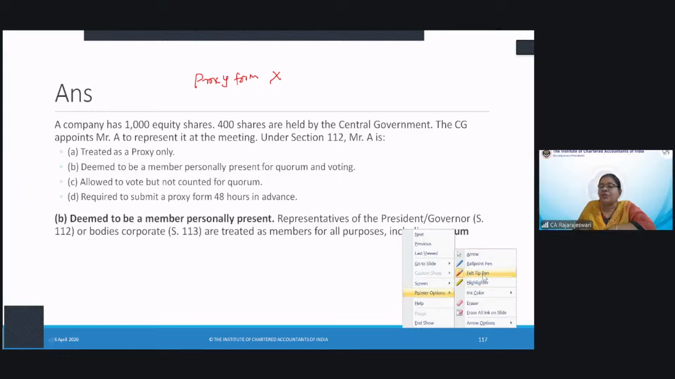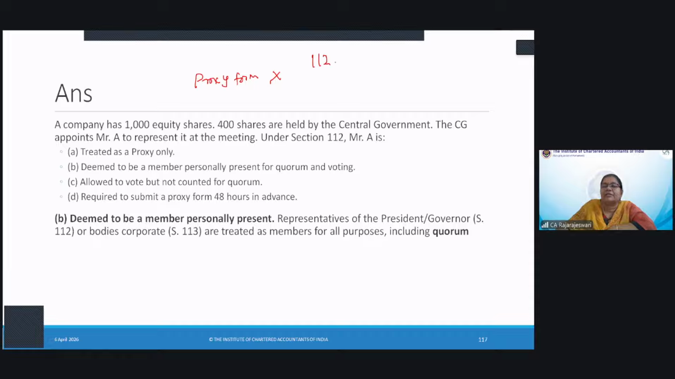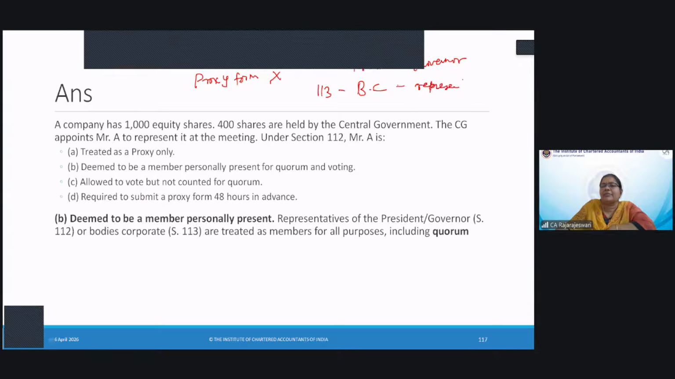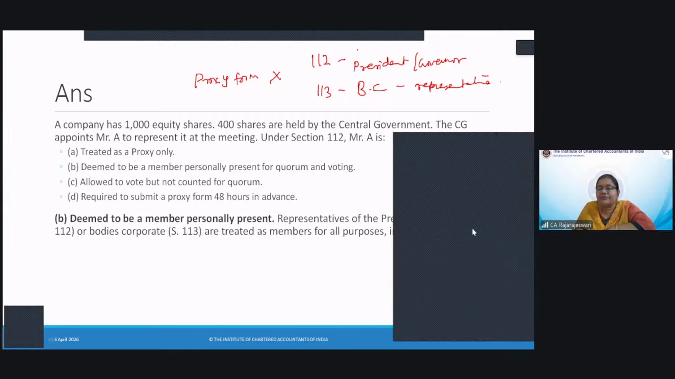And similarly for corporation also, 112 talks about president or governor, correct? We will recollect it. 112 talks about president or governor of a state. Then 113 talks about body corporate. So it cannot personally come. It will ask a representative to attend the meeting. So for 112 and 113, yes, he is representing the government. He has that legal authority. Yes.